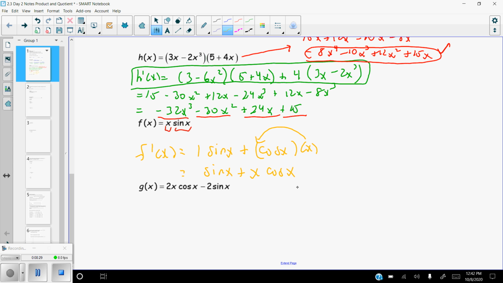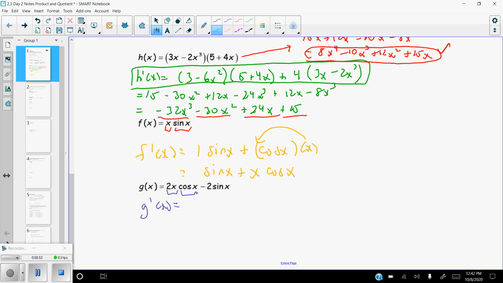All right, let's do one more. The derivative of g of x will be g prime of x. Now we have two different things that we have to think about here. First of all, this first one is the product of two things. The second one is just a subtraction, and it's technically not a product that we have to worry about. So let's deal with the first part. Let's deal with the 2x cosine of x.